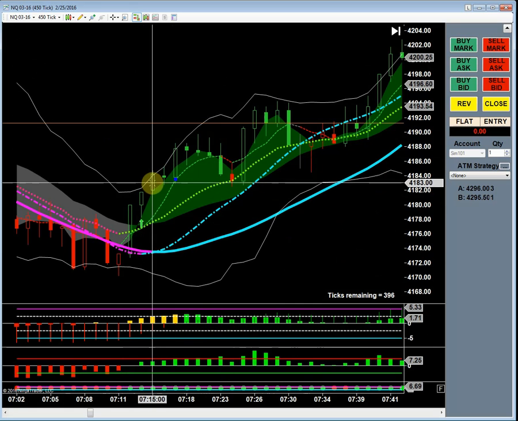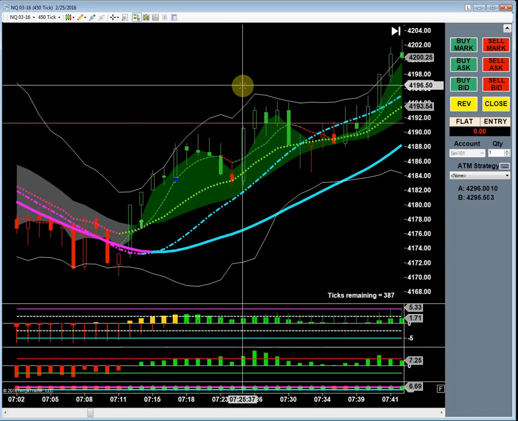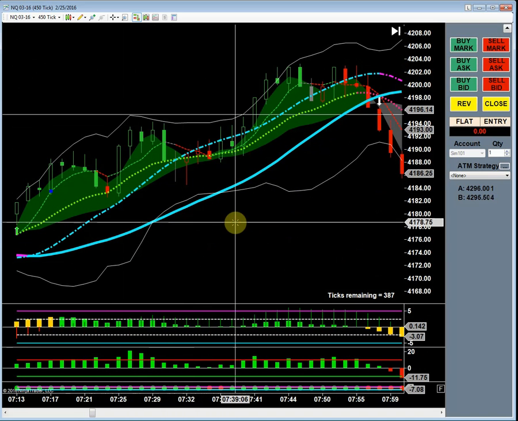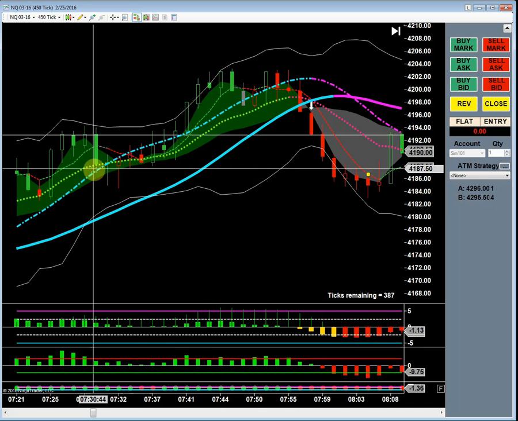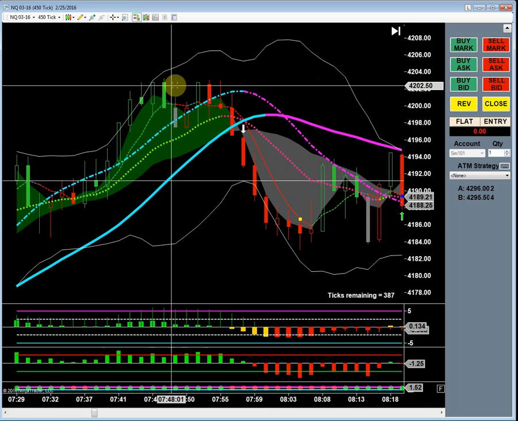Here's a crossover, a pullback to the signal line, and up they go for 3 points. Market continues higher. No counter move here, so no second level trade. You see that? There's no counter arrow or channel or anything there. So we just let that one ride.